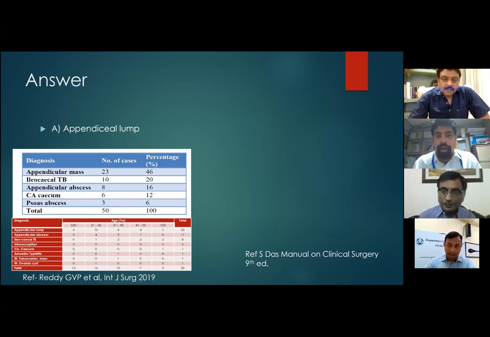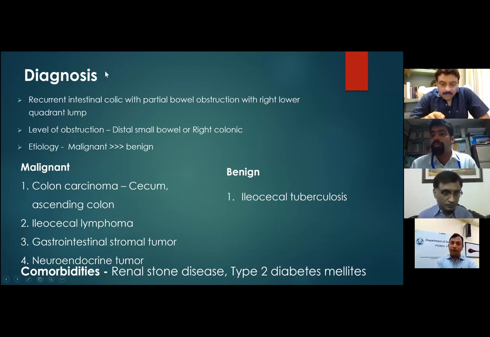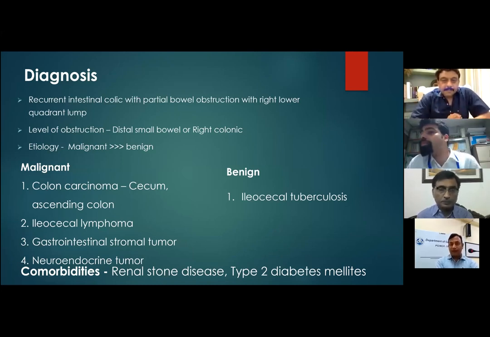So let's see what the participants have made as the differential. Dr. Arup, please take over. To diagnose from the history, we have a patient who is having recurrent intestinal colic with partial symptoms of partial bowel obstruction with a right lower quadrant lump, likely to be at the level of the distal small intestine or right colon. I would like to consider both possibilities, but still I will consider malignant etiology first over ileocecal tuberculosis.